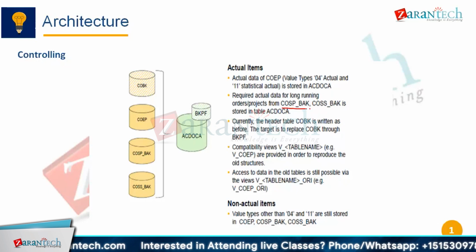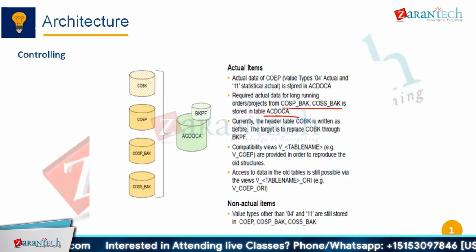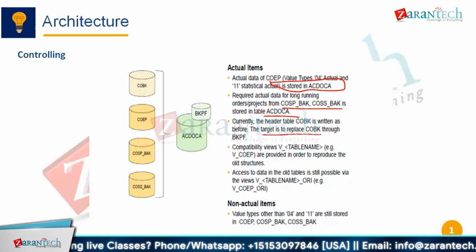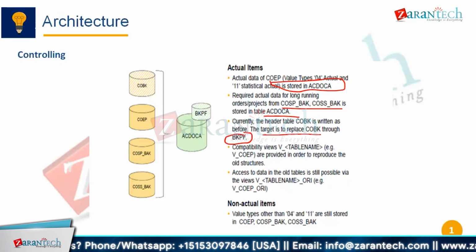This information is also now getting stored in ACDOCA. This information we could also see in ACDOCA. Okay. Currently the header table COBK, the target is to replace COBK through BKPF. So now COBK data we could see in BKPF.